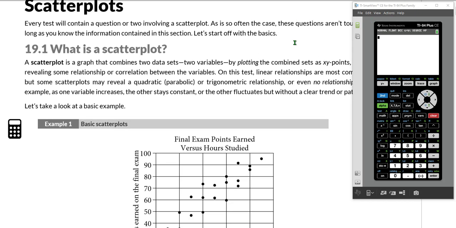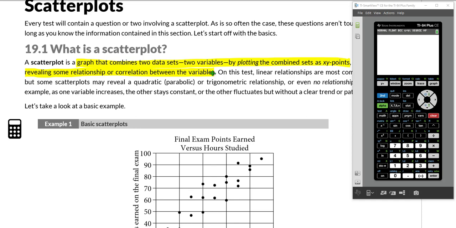So let's start with what is a scatterplot, and we might want to go ahead and highlight this here, because that's what a scatterplot is. A scatterplot is just a graph that relates two data sets or two variables. We plot the two data sets on an XY plane, combining the data sets as XY points. We will see what this means in one moment when we take a look at example 1.